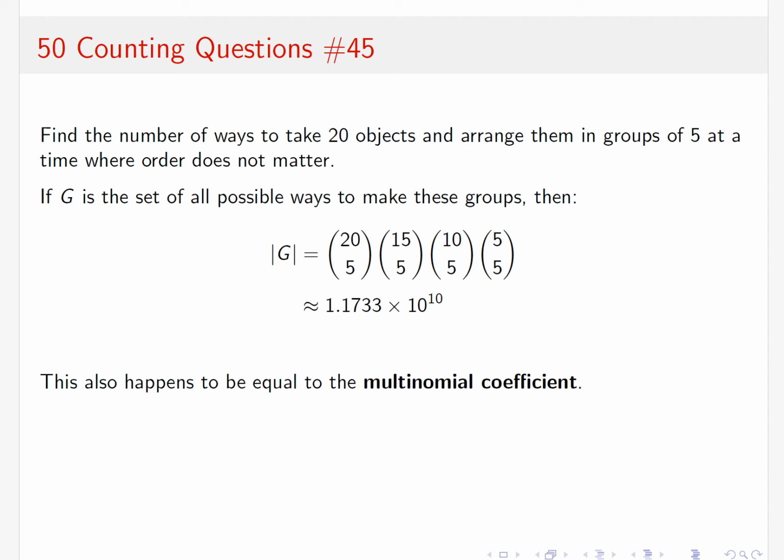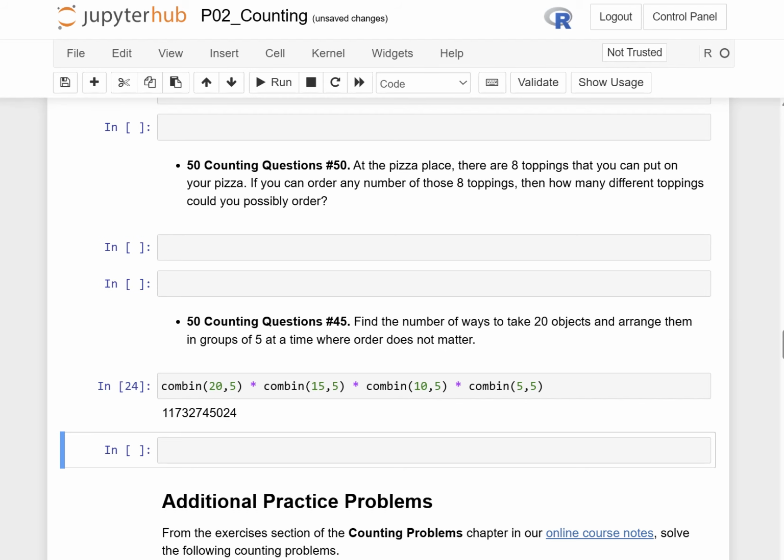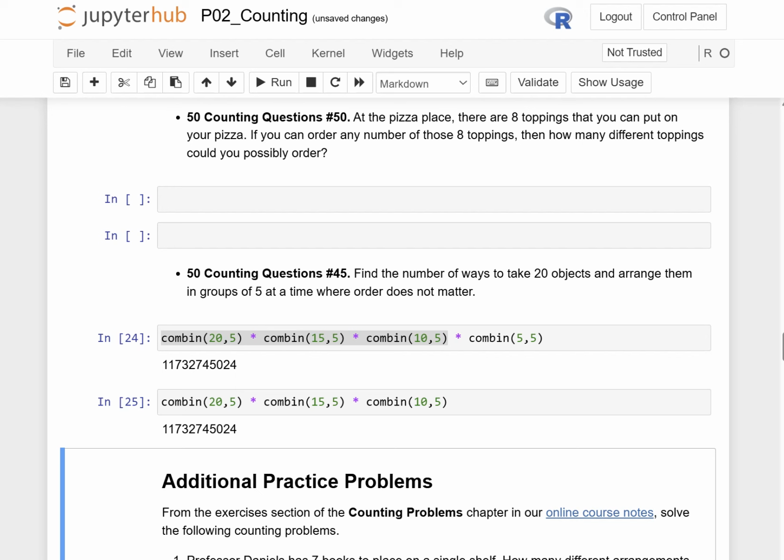Just like there's a binomial theorem, there's a multinomial theorem, and this relates to the way we do the multinomial coefficient, which isn't a part of this course, so we'll leave it alone for the moment, right? But to do this, we can do combin 20 choose 5 times combin 15 choose 5 times 10 choose 5. And again, 5 choose 5 should just be 1, so it shouldn't matter. So I should get the same thing. Let's just see if we have our formula working properly. Same exact answer either way.